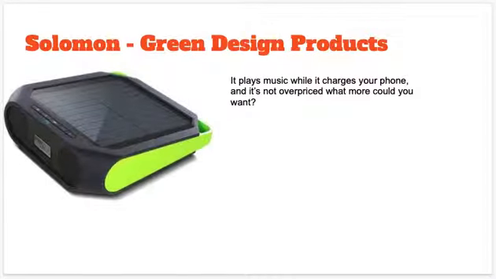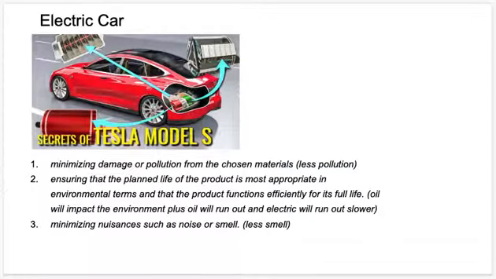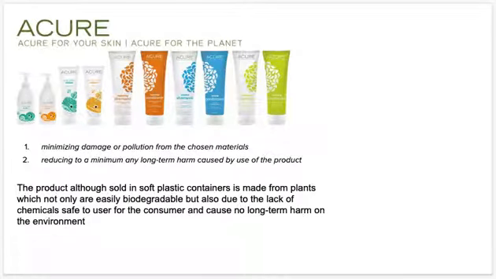Good. This was from past year. You can see Salomon on there. Jackets, same type of thing. Those are 2 of those objectives that they're trying to meet. Okay, electric cars.